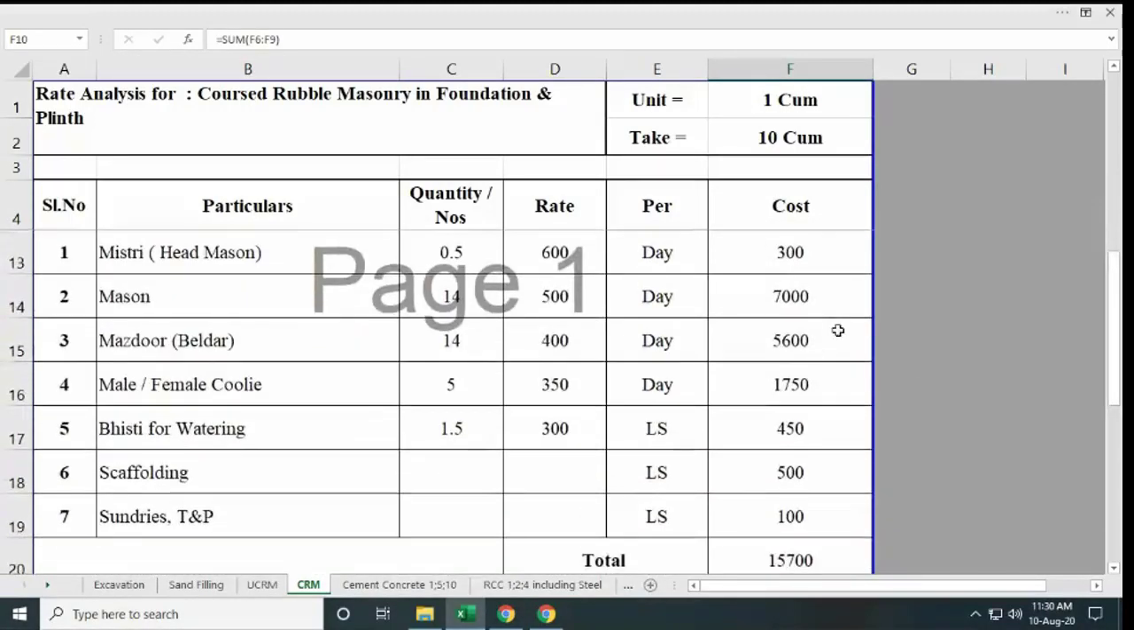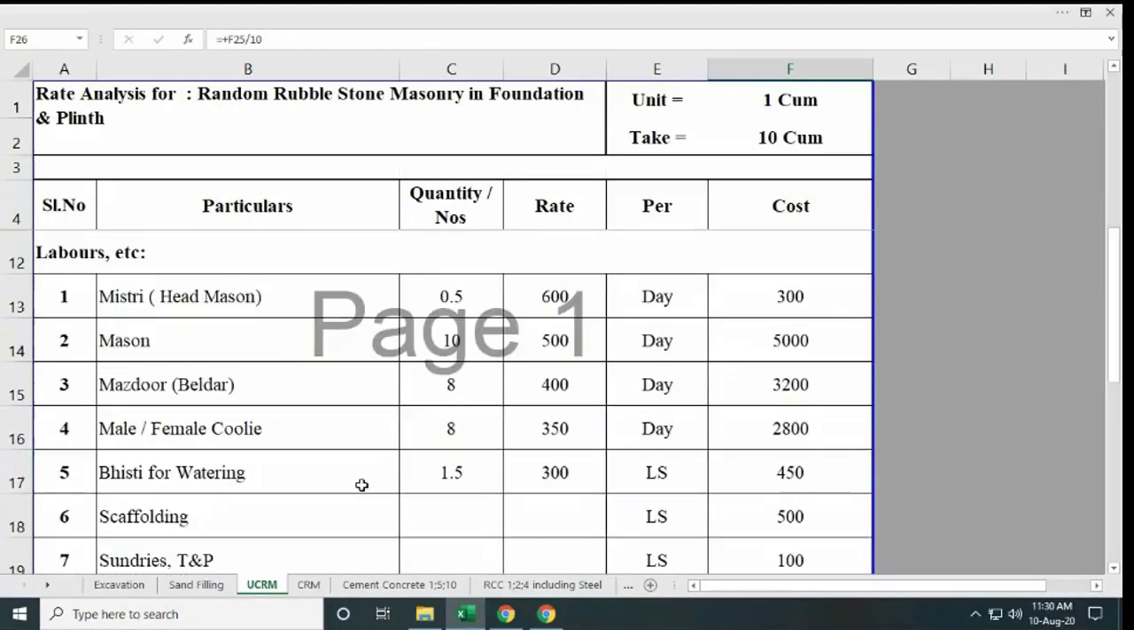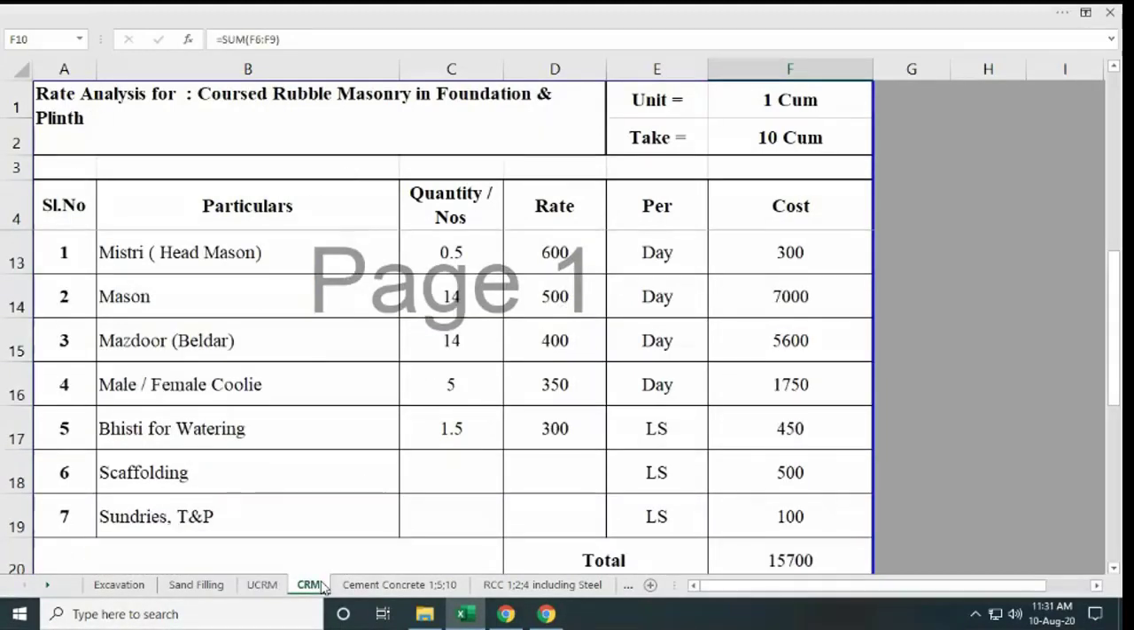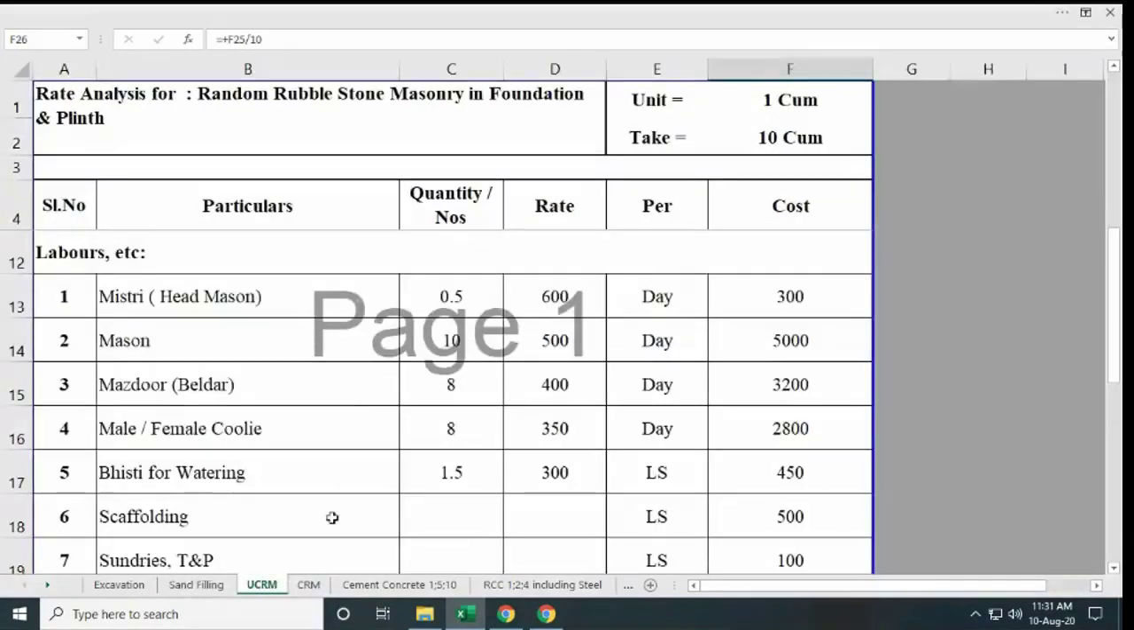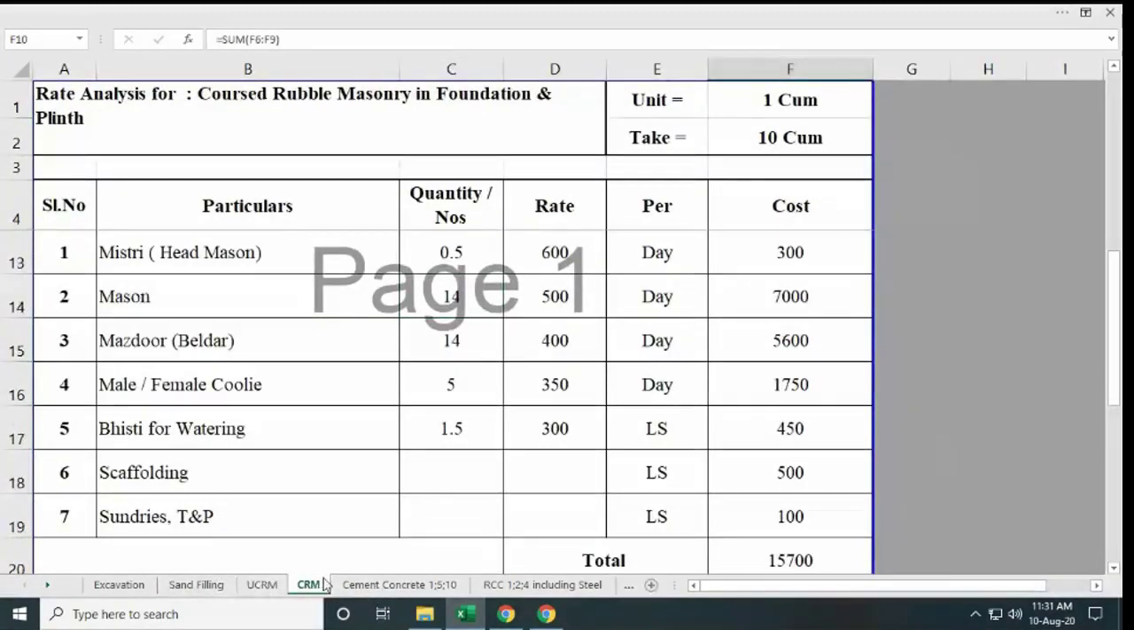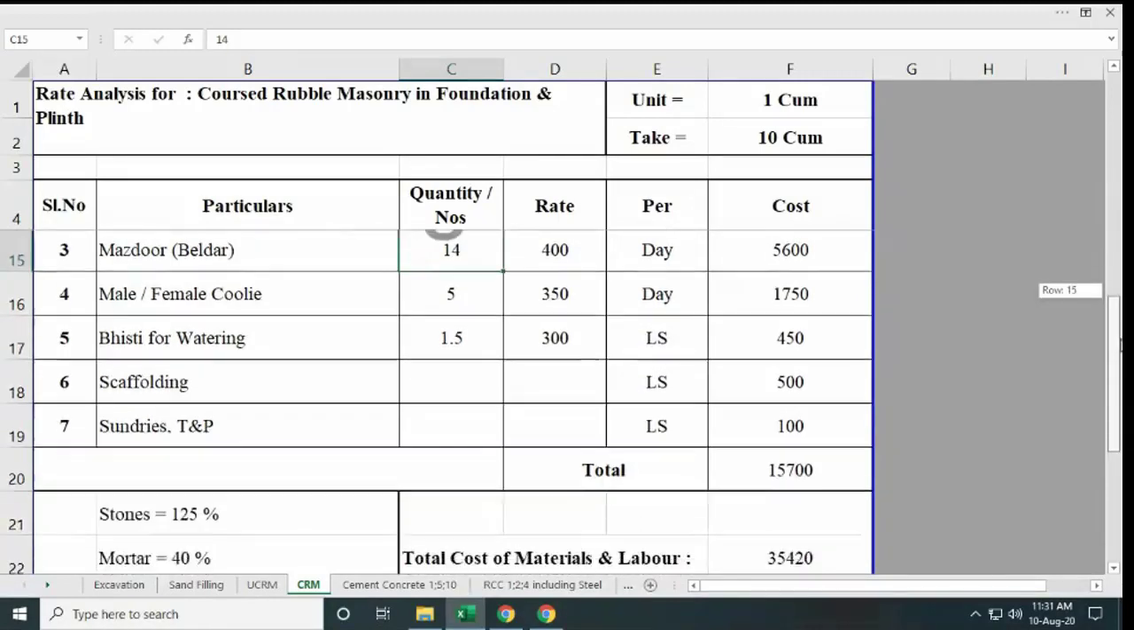Then next is the cost of labor. Compared to that, the labor will increase slightly. If you see, masons required will be 10, but here 14 masons are required. Similarly, in post rubble masonry you require more time to do the work. Therefore, a few labors will be increased, so this cost is also going to increase.